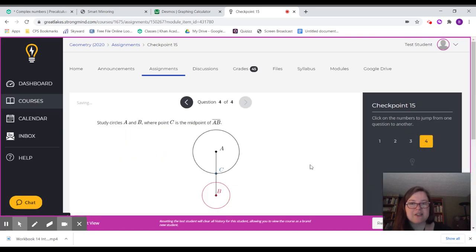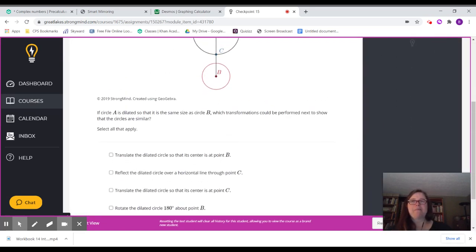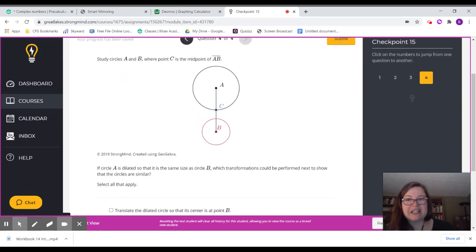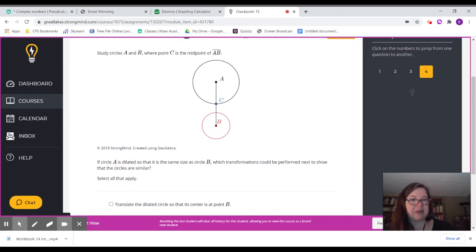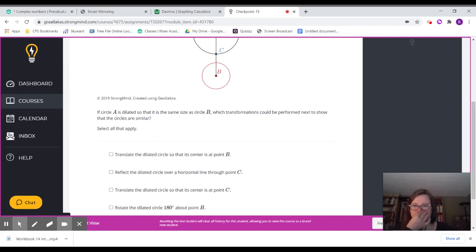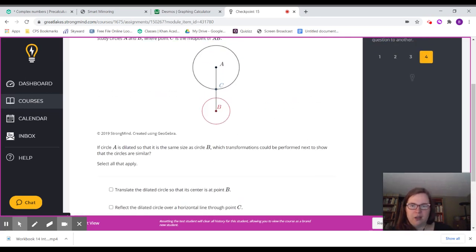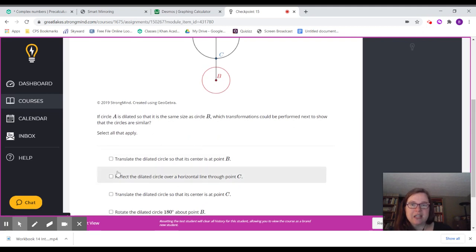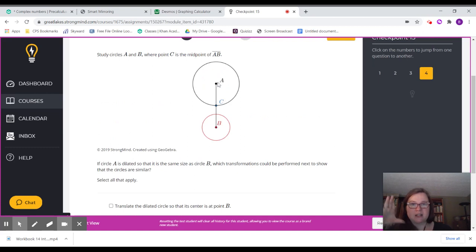And last one, this is the one that's a little bit weird and deceiving because there are 3. I'm just going to tell you that there are 3 right here. It says that if we already dilated it, so it was the same size as B, and then transformed it, what would happen? But that's not what they mean. They're just basically asking what could happen to make them so that we can show that they are similar. So we can translate the dilated circle so its center point is at B. Like we make it smaller and then translate it so that it's down at B.